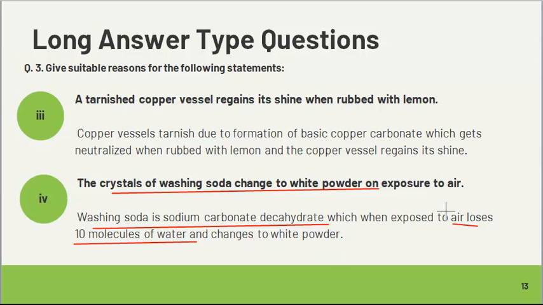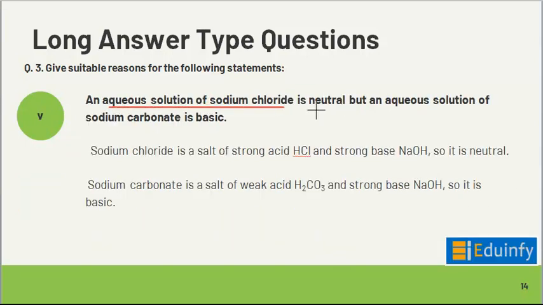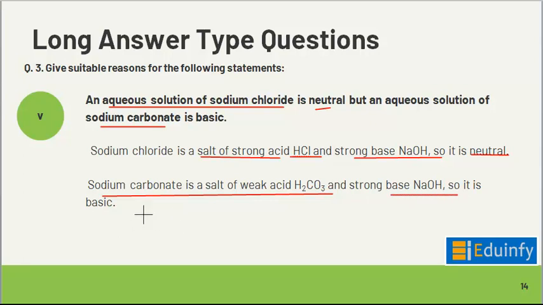Moving on to next question. An aqueous solution of sodium chloride is neutral, but aqueous solution of sodium carbonate is basic. Sodium chloride is a salt of strong acid and strong base NaOH, so it is neutral. Whereas sodium carbonate is a salt of weak acid, that is carbonic acid, and a strong base NaOH, so it is basic. It's a salt of weak acid but strong base, so that's why sodium carbonate is basic, whereas sodium chloride is salt of strong acid and strong base, sodium hydroxide, so it is neutral.